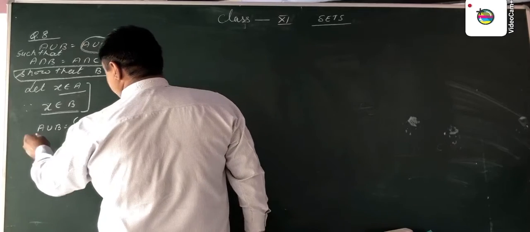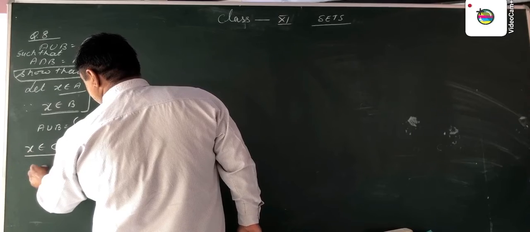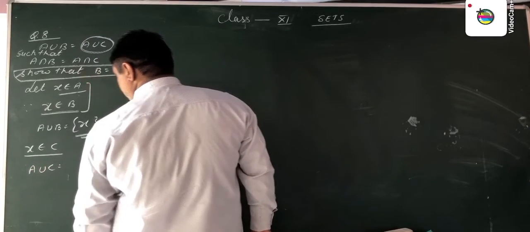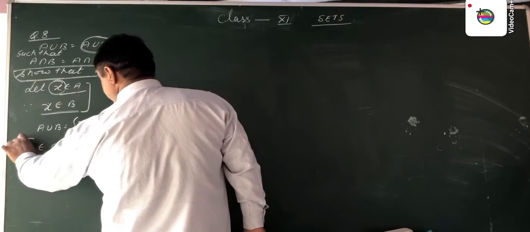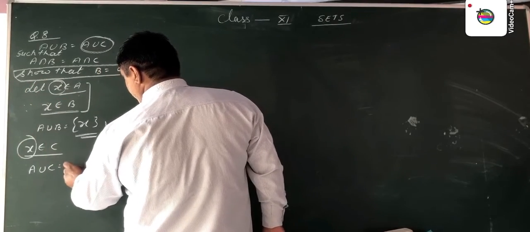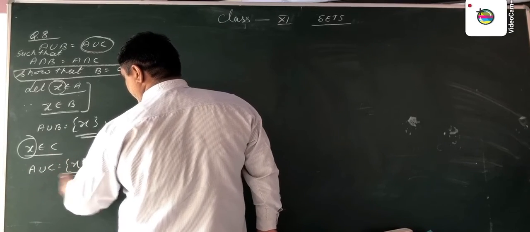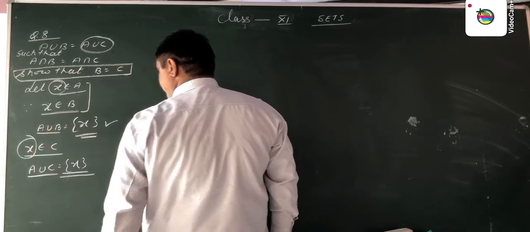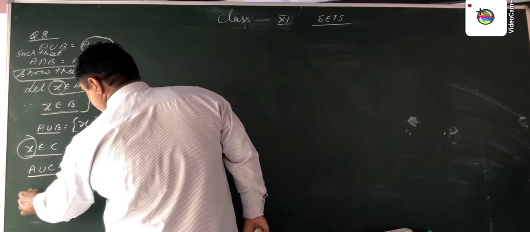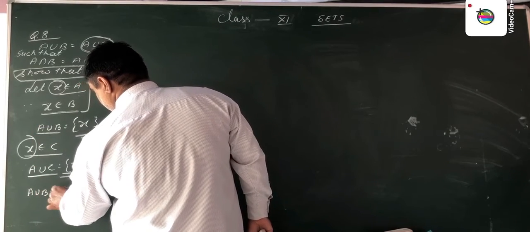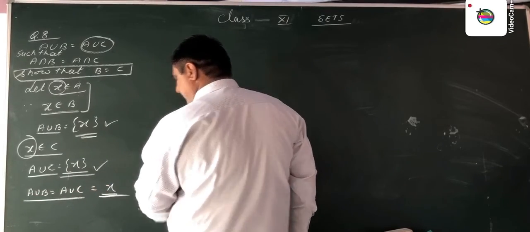Now we take A union C. Let us suppose x belongs to C. So now in A union C, A is the set, x is an element of A, x is an element of C. So the union of these sets also contains x, and x is an element of A union C and A union B. So this result shows that these are equal. It is given that A union B is equal to A union C, so both have the common element x.